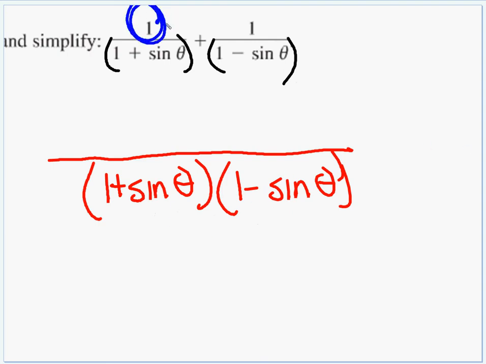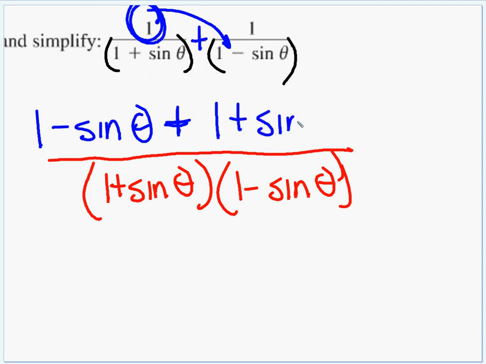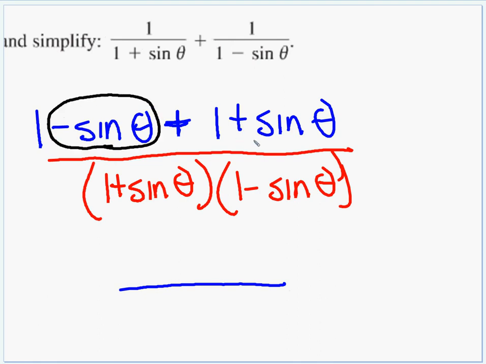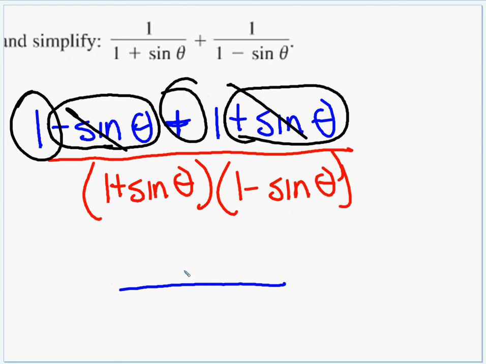This 1 up here is going to get multiplied by 1 minus sine. 1 times 1 minus sine is 1 minus sine. Plus, be extra cautious if that's a minus, because then we'd have to distribute a negative 1. But here it's a plus 1 times 1 plus sine, so that'll just be 1 plus sine. All right. So let's see here. In the numerator, let me switch to black ink. We've got a negative sign, and then here is a positive sign. Those are going to cancel, and we're left with 1 plus 1 is 2. Boom.